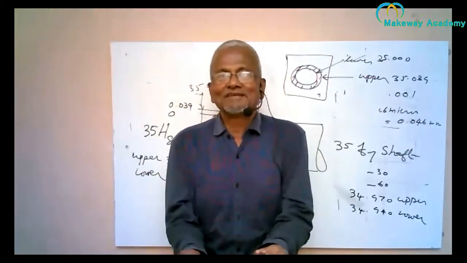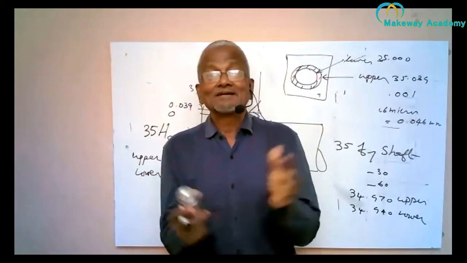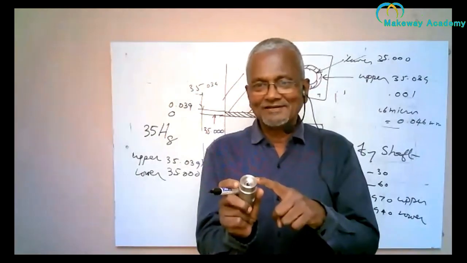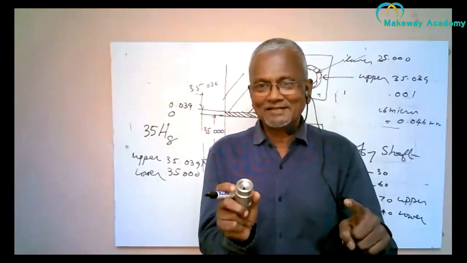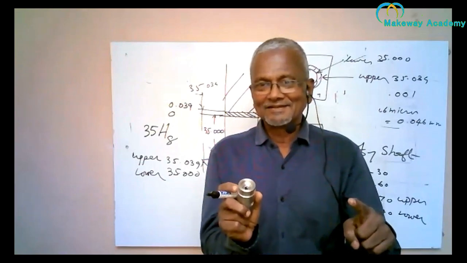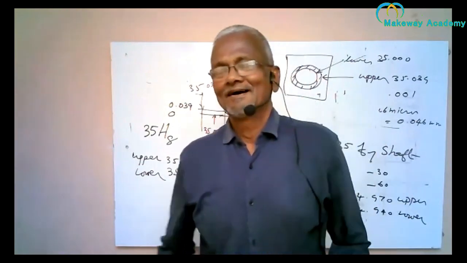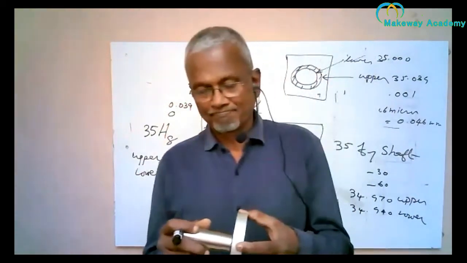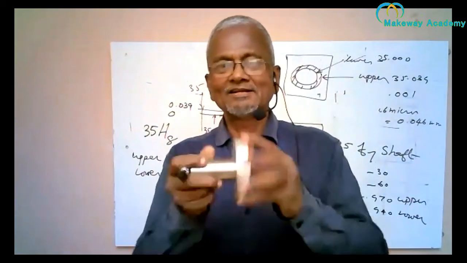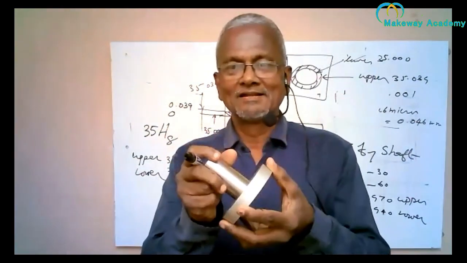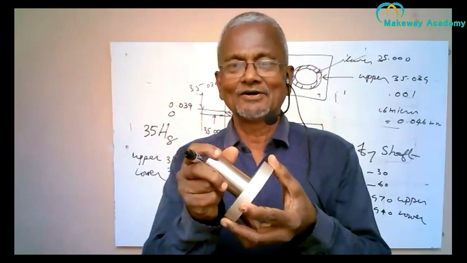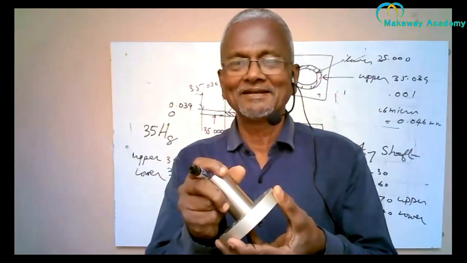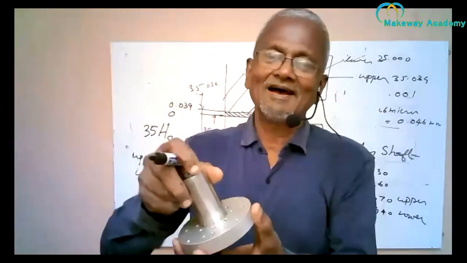So in terms of MMC and LMC, how do you define the fit? The clearance fit is obtained when the maximum material condition on the shaft is less than the maximum material condition on the hole. I repeat, the clearance fit is obtained when the maximum material condition on the shaft is less than the maximum material condition on the hole. So what I have is a clearance fit.